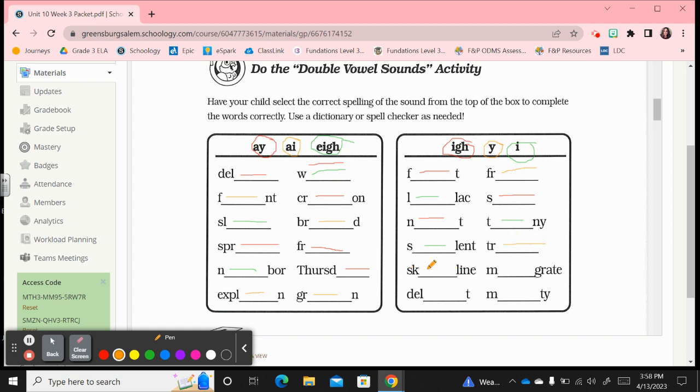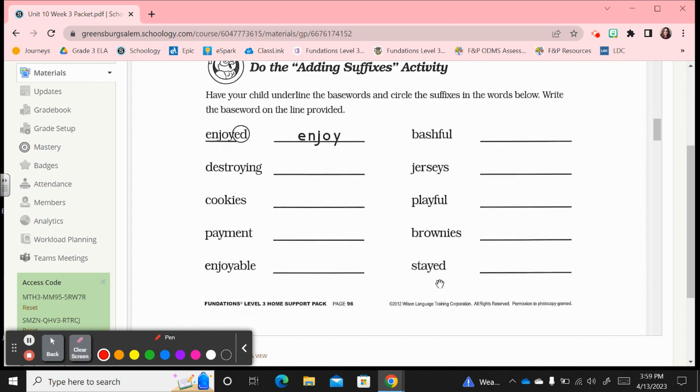Skyline, SKY. Migrate, birds migrate or move. I always remember migrate means move. Migrate south for the winter. Delight, you are such a delight to have in class. IGH. And mighty, Mighty Ducks is what I think of. IGH. There you go. All right, let's clear that and scooch on down.